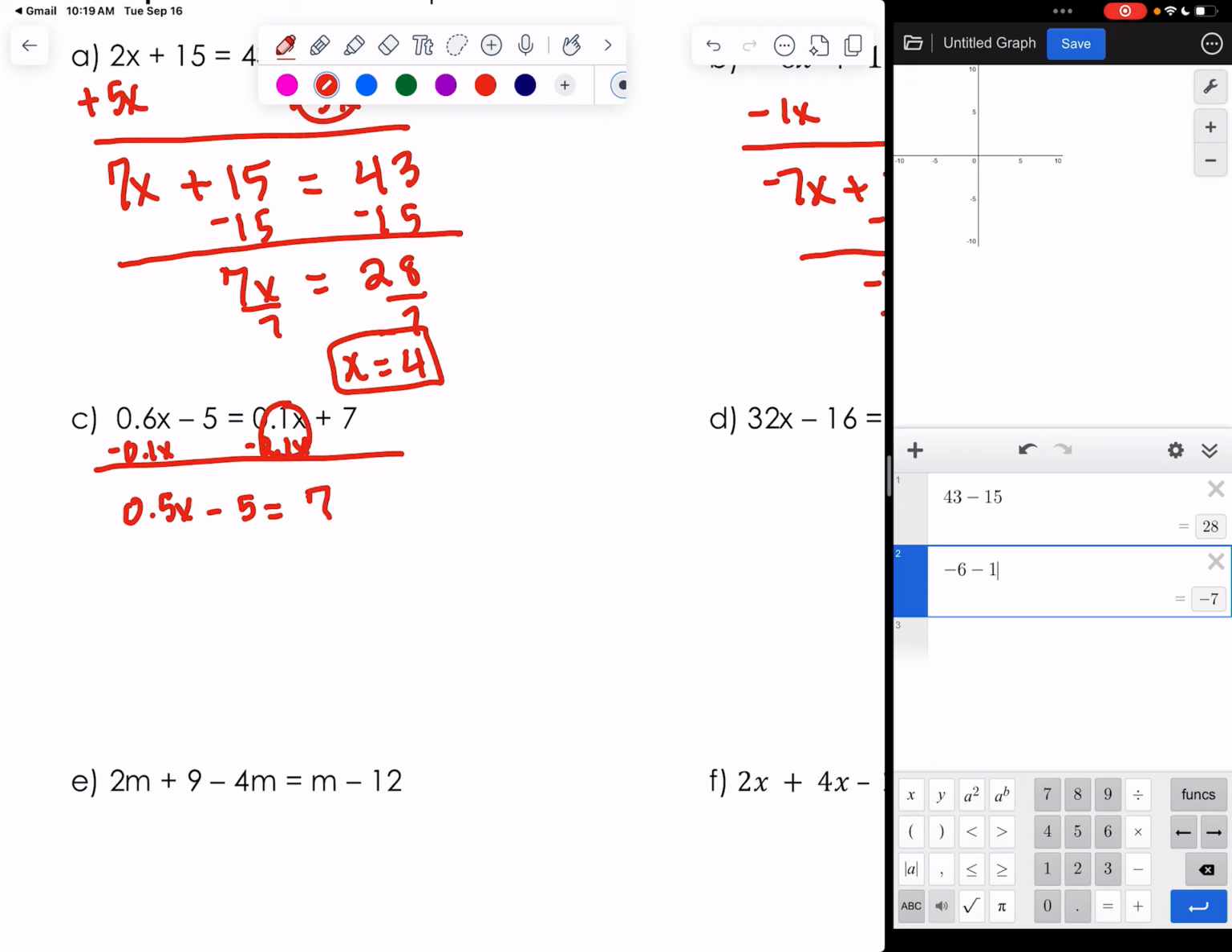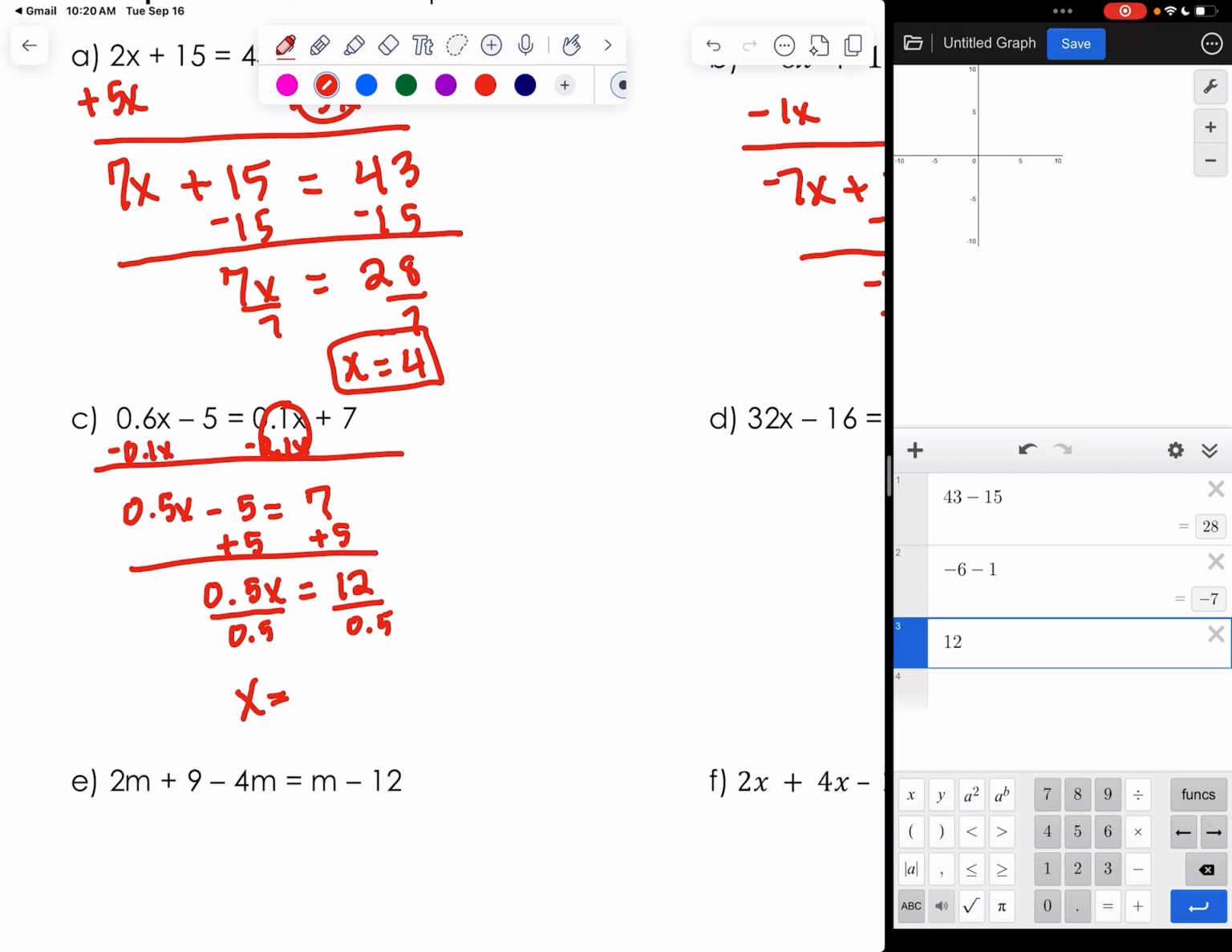Now, just solve it the normal way. We have 0.5 times x minus 5. So if I reverse that, I would have to add 5 and then divide by 0.5. So let's start by adding 5. So 0.5x equals 12. Now divide by 0.5. X equals, so you put that in your calculator if you don't feel comfortable doing that in your head. 12 divided by 0.5 gives me 24.